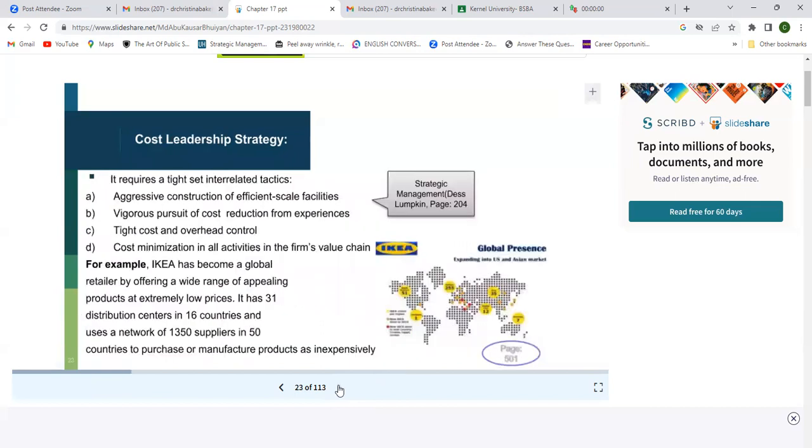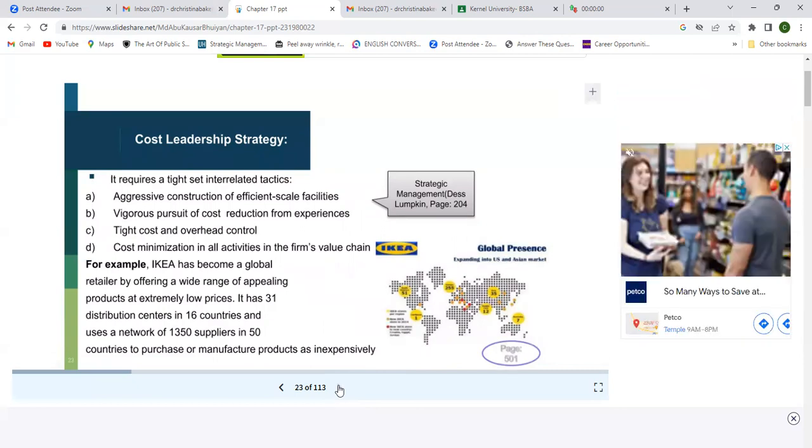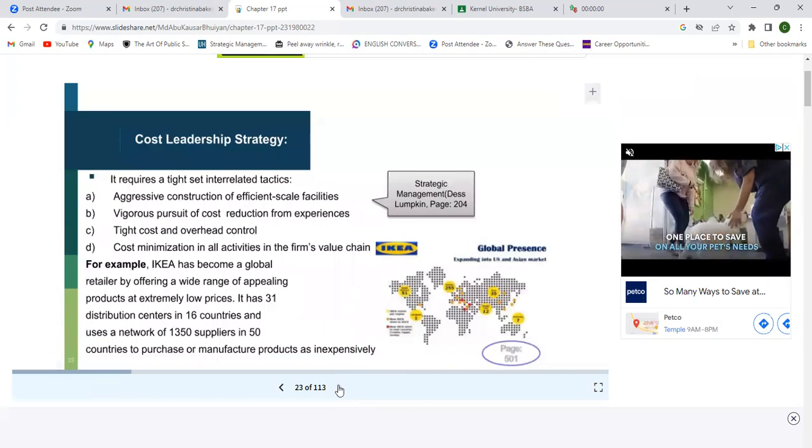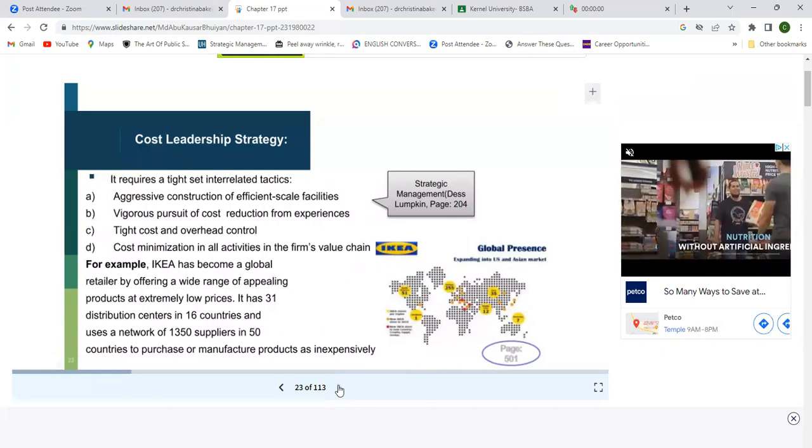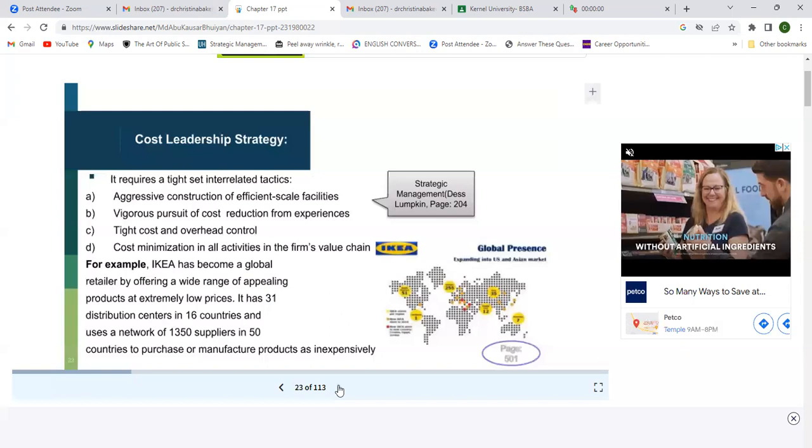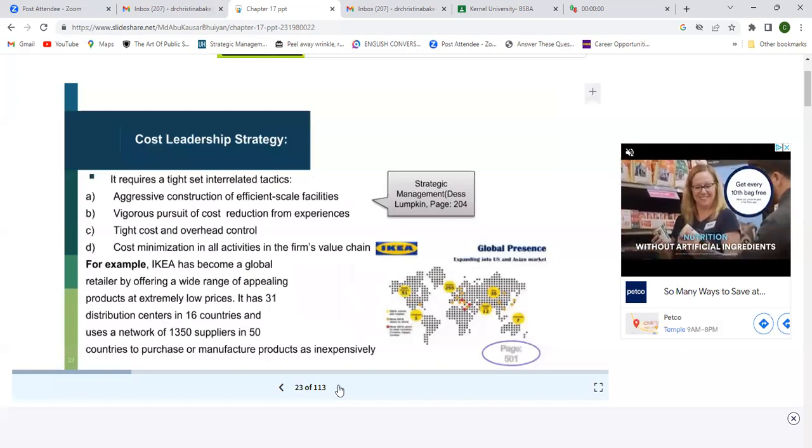Cost leadership strategy requires a tight set of interrelated tactics: aggressive construction of efficient scale facilities, vigorous pursuit of cost reduction from experience, tight cost and overhead control, and cost minimization in all activities in the firm's value chain.